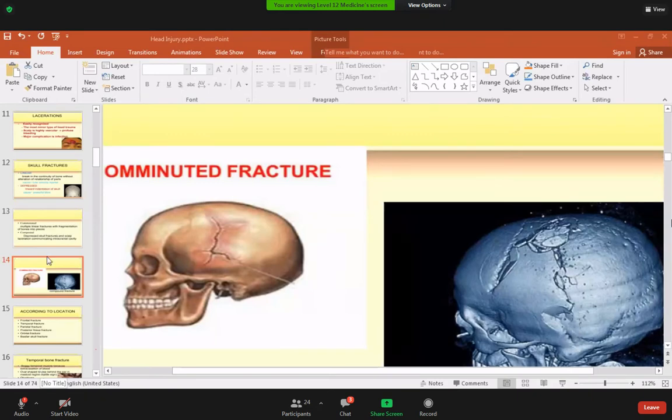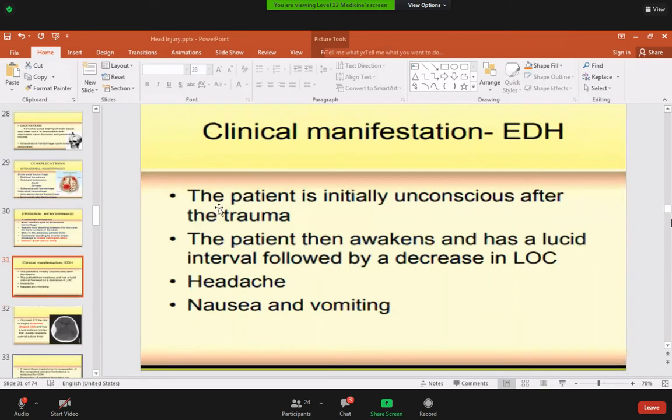What are its clinical manifestations? Patient has a typical presentation. If you take the history from the patient, after the trauma, the patient is initially unconscious, but then he gets up and becomes sane, with a normal level of consciousness, and then it is again followed by a loss of consciousness. We call it a lucid interval. The patient becomes unconscious at the time of the injury, but then regains consciousness. And then again, as the pressure is building up, the patient becomes unconscious again. So there is a lucid interval of consciousness between two phases of unconsciousness.